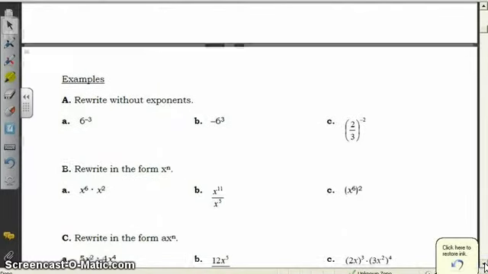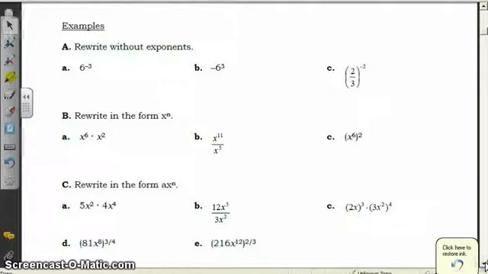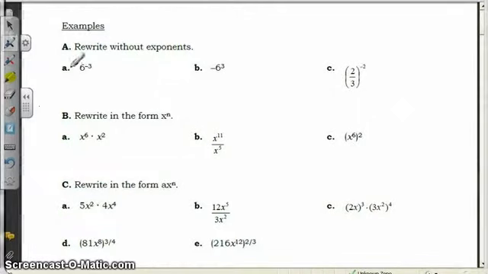Backside we have some examples. I'll write without exponents. When I have a negative power, it tells me that I need the reciprocal, so I'm going to flip it. Now to simplify it even further, I can do 6 to the 3rd on the calculator. 6 times 6 times 6 is 216. So my answer is 1 over 216.